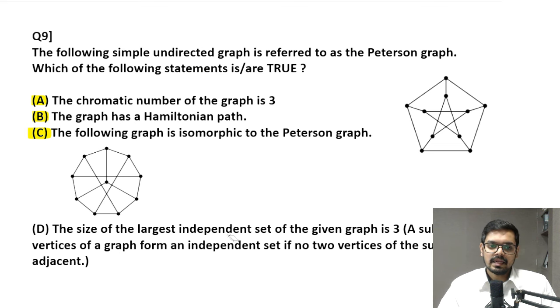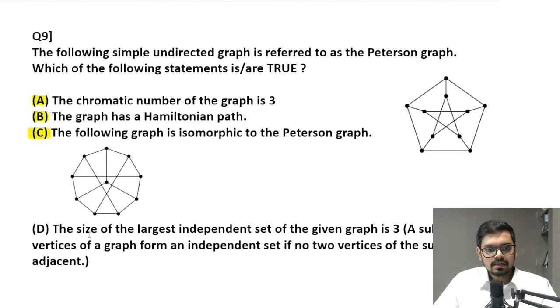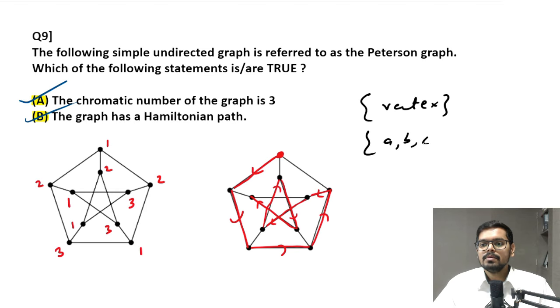A, B, C is correct. D is wrong. The reason is very simple. They are saying the size of the largest independent set of the given graph is 3. What is an independent set? If there is a set of vertices, then all these vertices A, B, C, and so on should not be neighbors of each other.